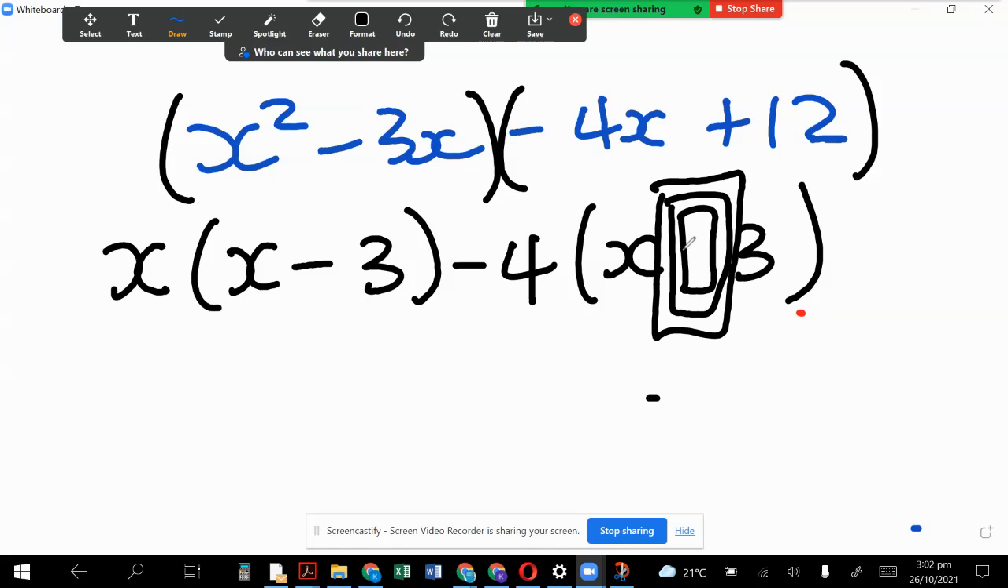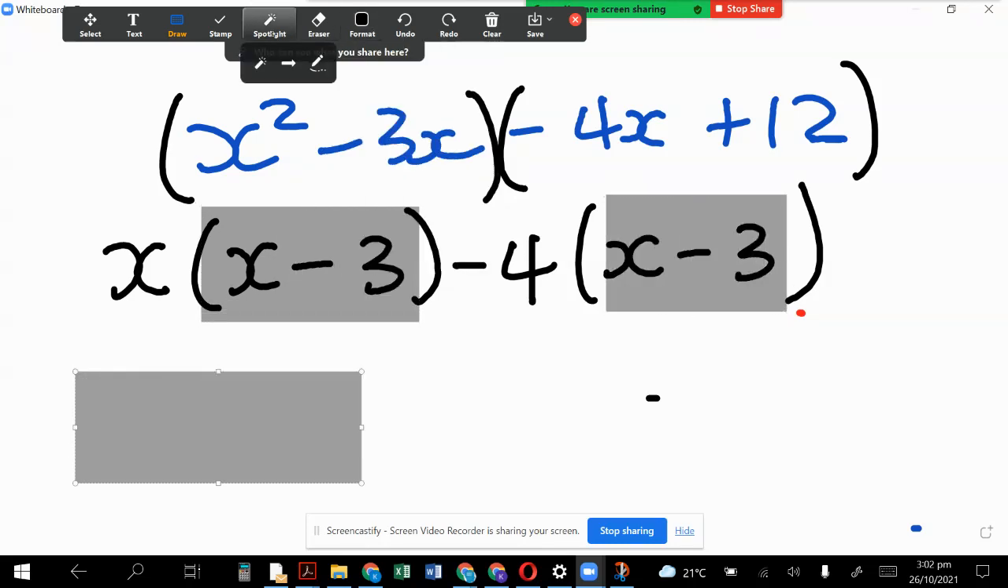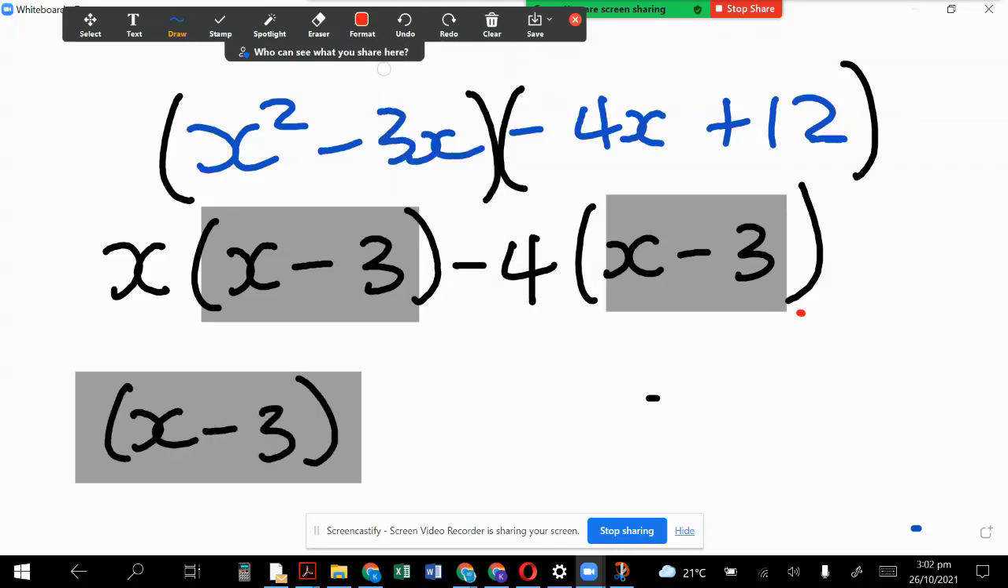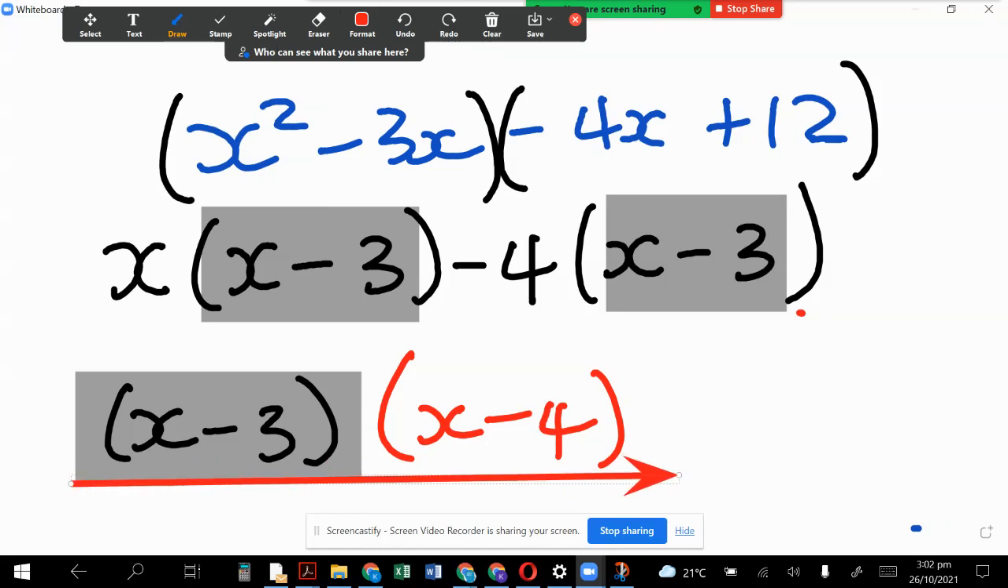We have to be careful. So negative times a negative gives you positive. So it has to be negative 3. And there we go. Common bracket alert. Let's write the common bracket in front, and then let's write everything else after that. That gives you that over there. I've now factorized it, and I'm done. That's my answer.